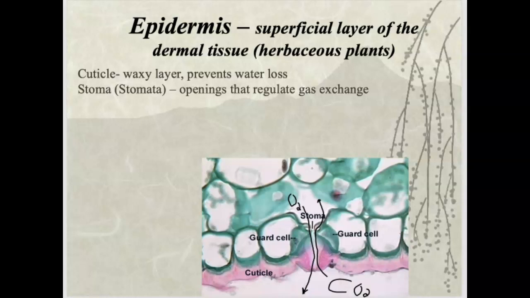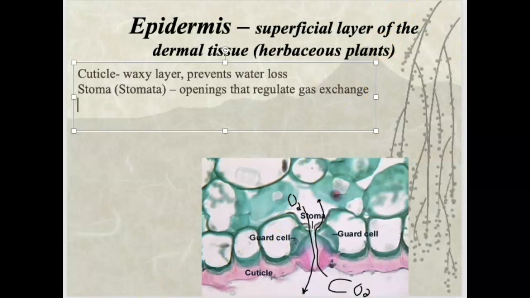If we're talking about the root, you're not going to see stoma in the roots. You're not going to see stoma in the bark. This is primarily in the leaves or the green photosynthetic portions of the plants. So the stoma allow for the gas exchange. And as long as you have good environmental conditions, stoma are open.